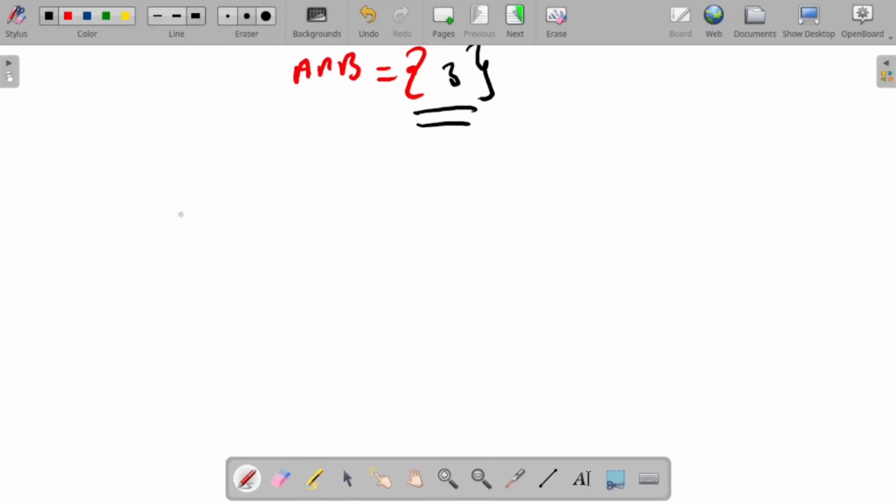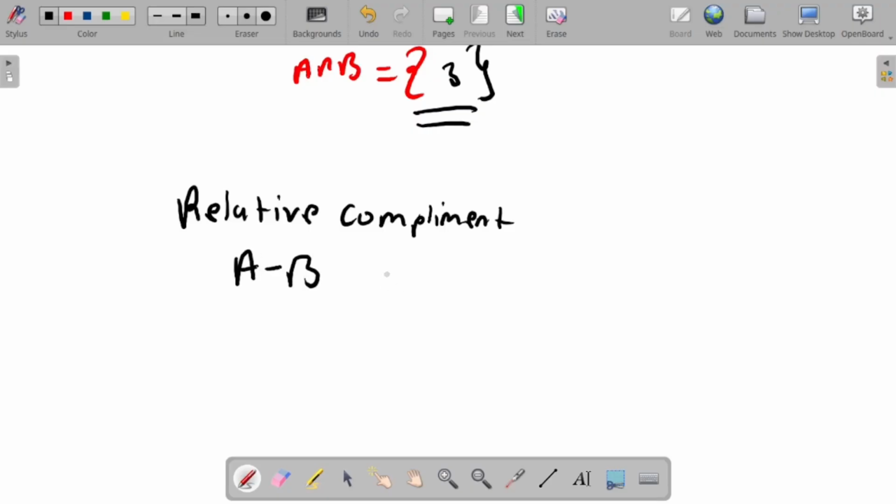In this case, we're going to look at the relative complement. The relative complement is also known as or referred to as the difference of sets. Mostly it is given by A minus B in the case where we pick A and B. What it means here is, if we were to interpret it, we can say this is the same as having A intersection B complement.